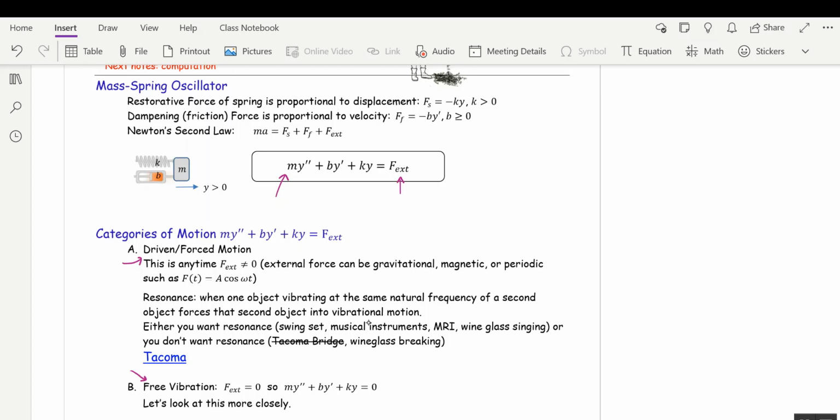Sometimes you don't want resonance. You don't want those waves to reinforce each other. And for a long time, the Tacoma Bridge in Washington was thought to be an example of resonance. It turns out it's actually aeroelastic flutter, but it's such an exciting video. Let's look at it anyway.